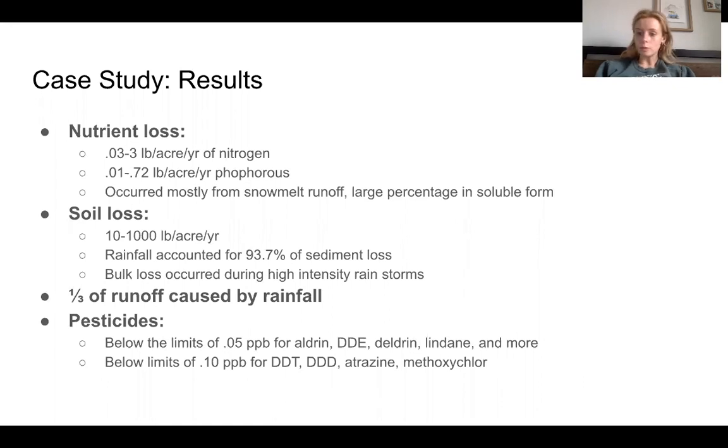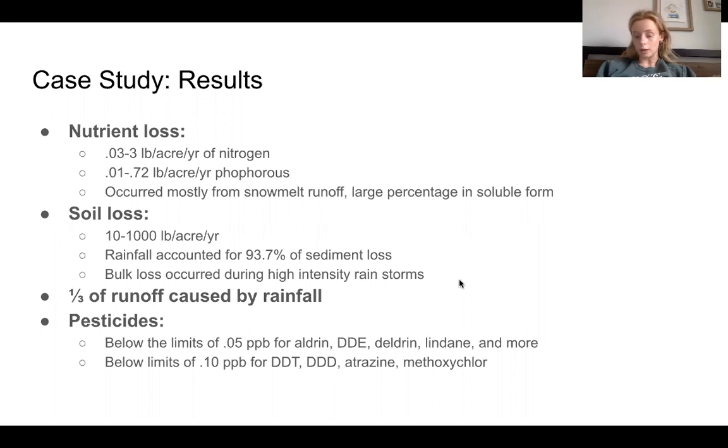Annual soil losses were pretty low. They were expecting them to be a lot higher, but they ranged from less than 10 pounds per acre per year up to 1,000, and rainfall accounted for almost all of this at 93.7%. And the bulk of this loss occurred during high intensity rainstorms. So the force of the impact of the rain led to the most soil erosion.